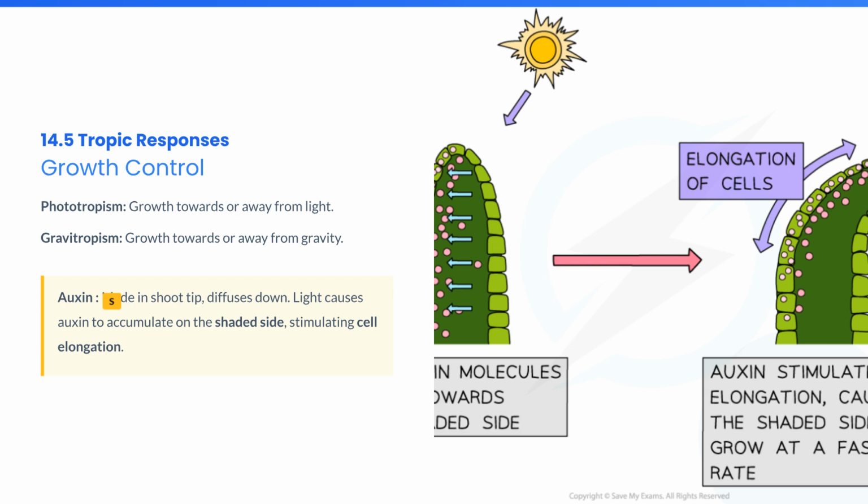Tropic responses involve plant growth movements. Phototropism is growth toward or away from light, and gravitropism is growth toward or away from gravity. Auxin, a plant hormone, mediates these responses by stimulating cell elongation.